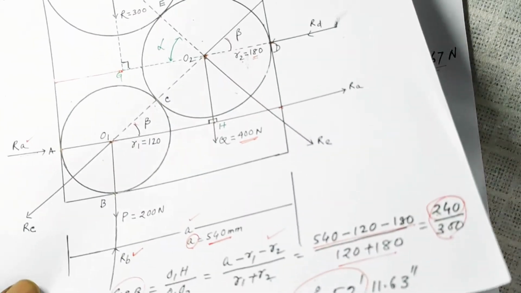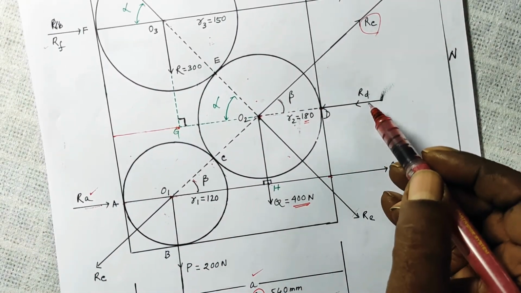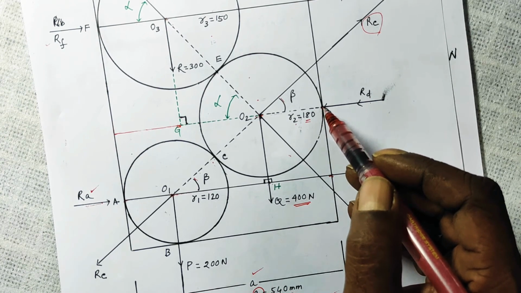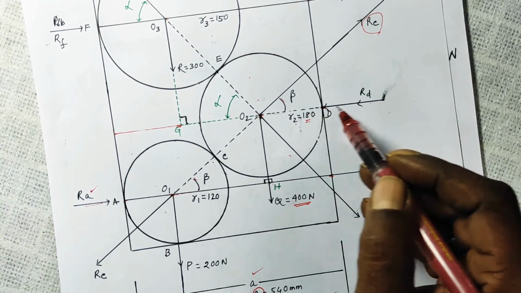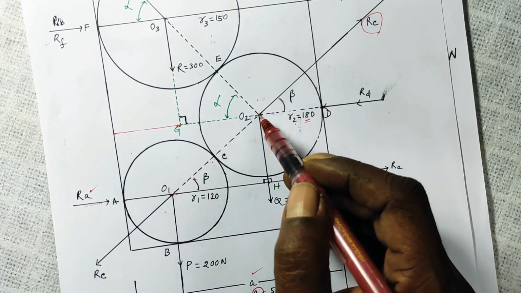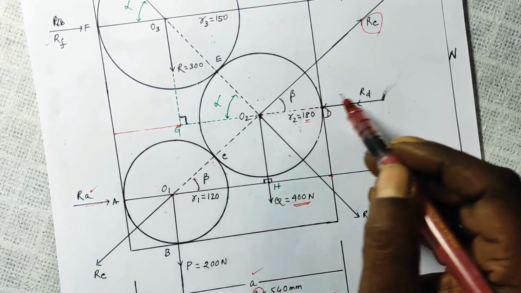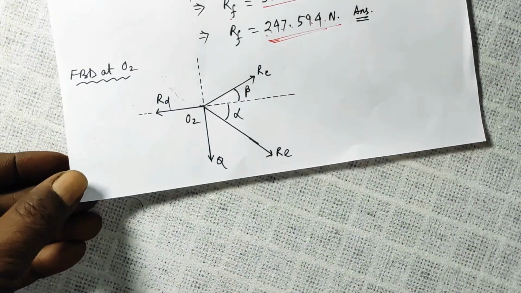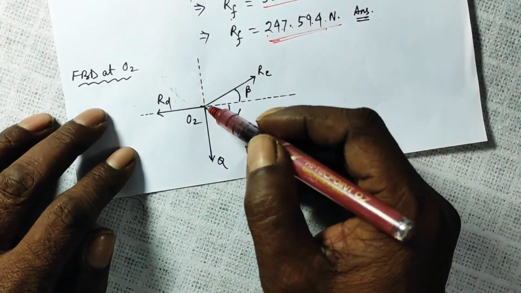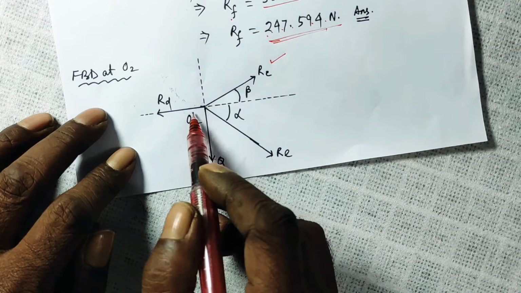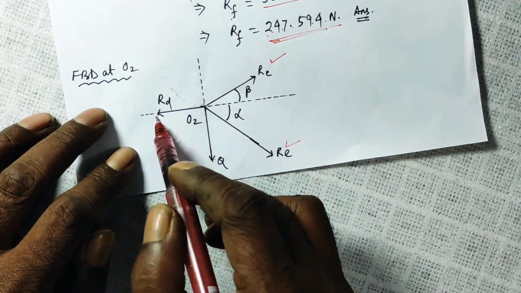And what else? This RD, the normal reaction force at the point of contact. You can translate this force parallel to itself up to this point, so from this point towards this side is your RD. So that is what I have drawn here, the free body diagram at O2. This is OQ, this is RC. This is your RE, this is your RD.